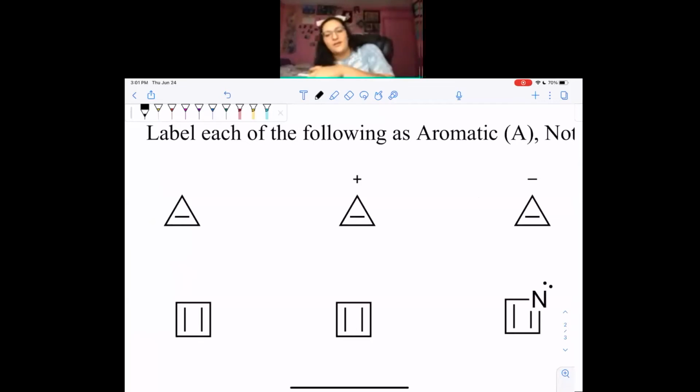You can either type it or you can say it. It might be faster if you guys say it, but you don't have to. Cyclic, planar, fully conjugated. And to be aromatic, it's 4n plus 2. To be anti, it's 4n. Cool. First thing is first. Is this cyclic?